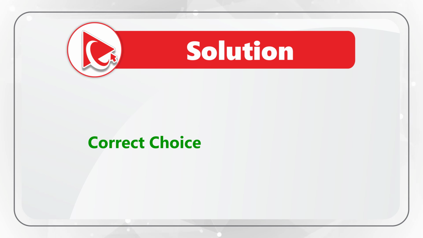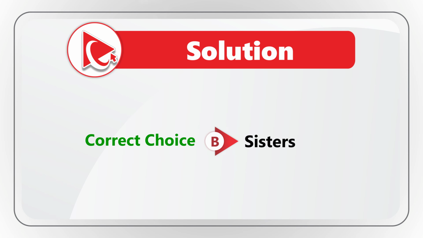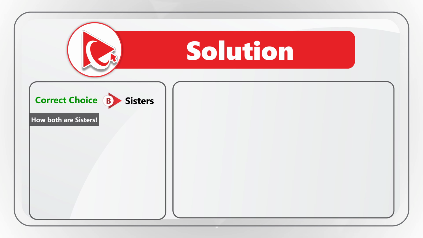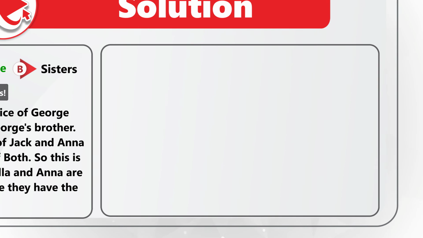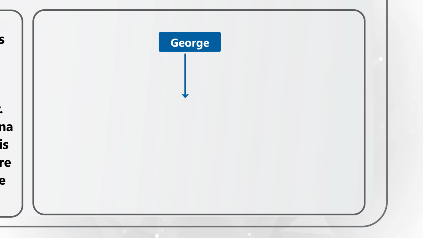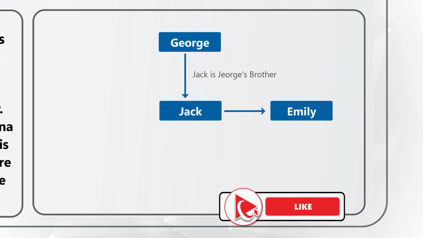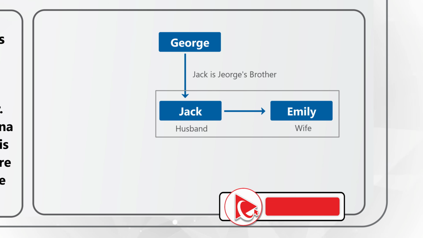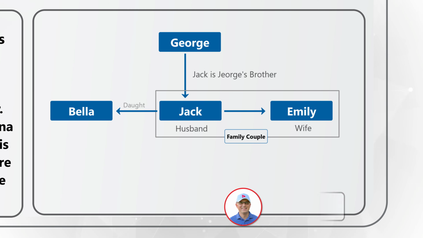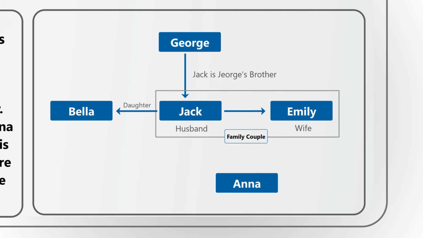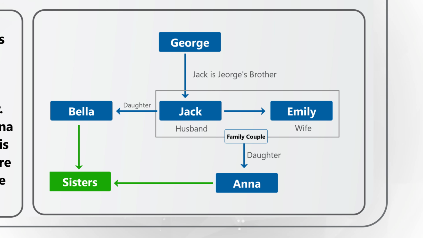The correct answer is choice B, they are sisters. But why? Let's build a diagram to demonstrate the relationships between this group of people. Let's start with the statement that George has a brother, and George's brother is Jack. Jack also has a wife, Emily, and they're a couple, and Jack and Emily are a family couple. We also know that Bella is the daughter of George's brother, which means Bella is the daughter of Jack and Emily. We also learned that Anna is the daughter of Emily, which means Anna is the daughter of Jack and Emily, which means that Bella and Anna are sisters.